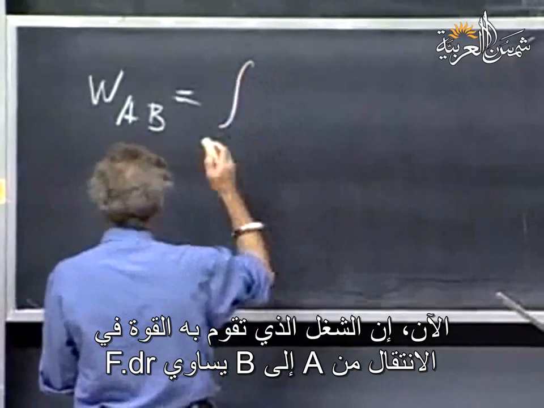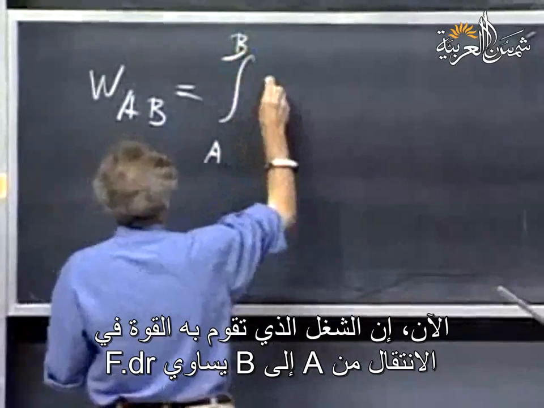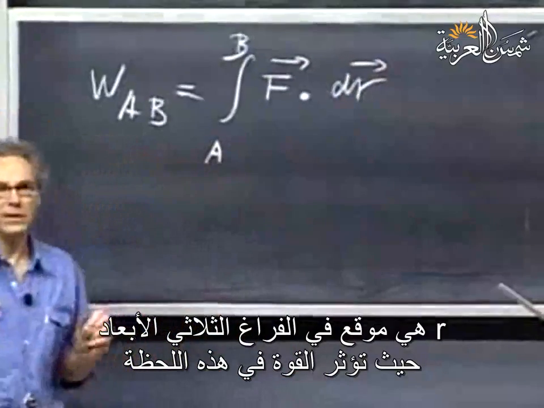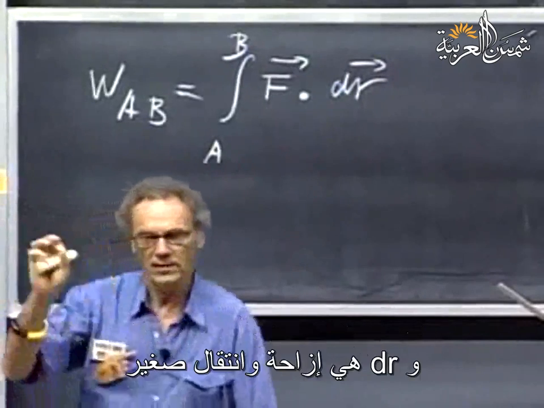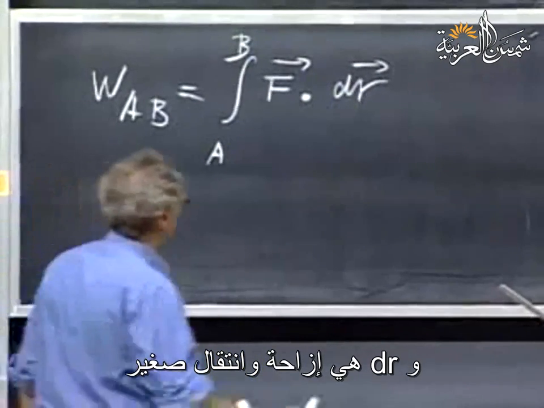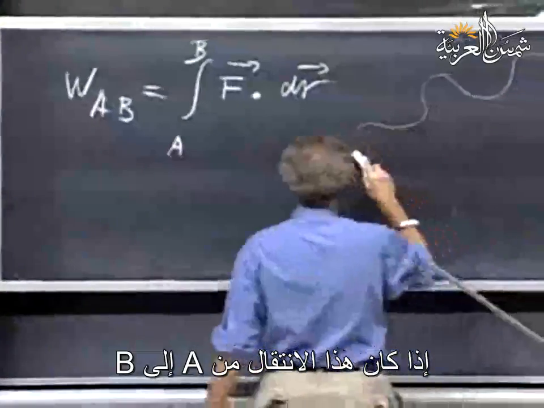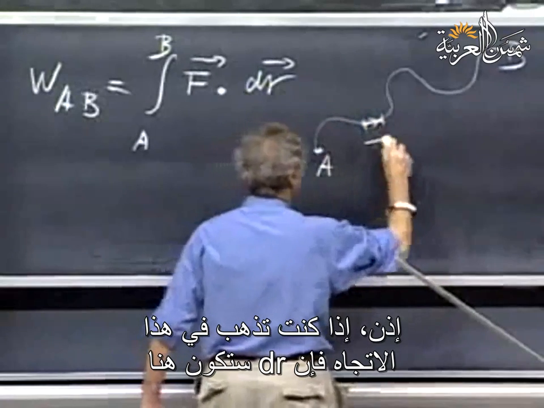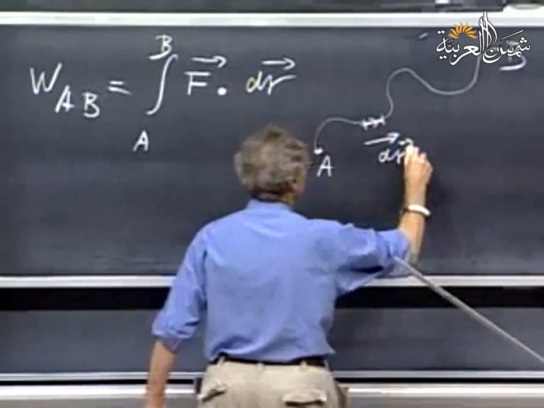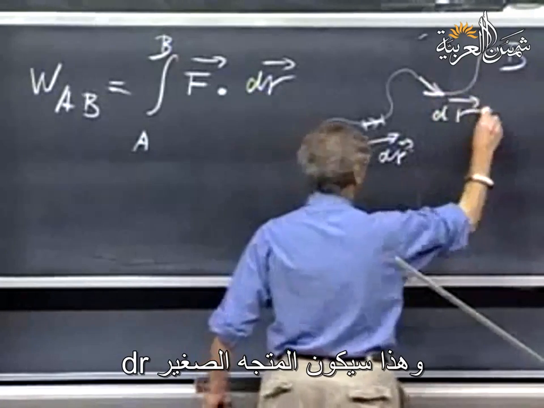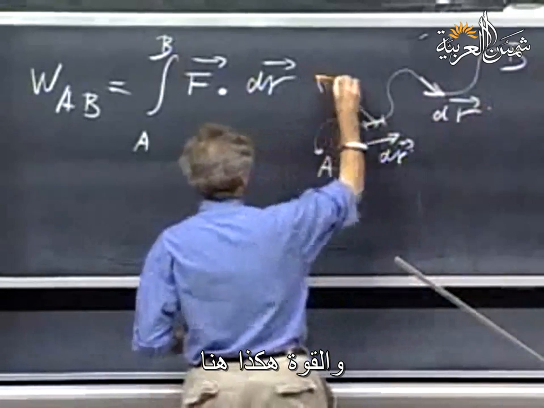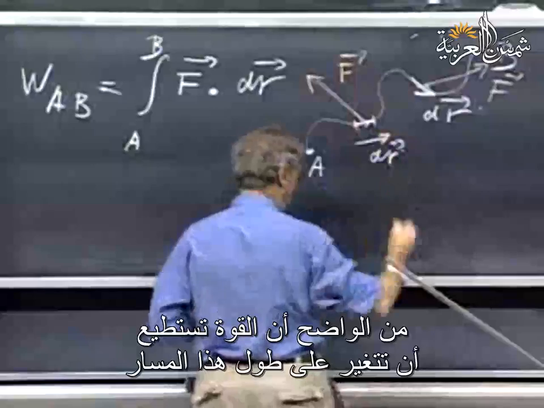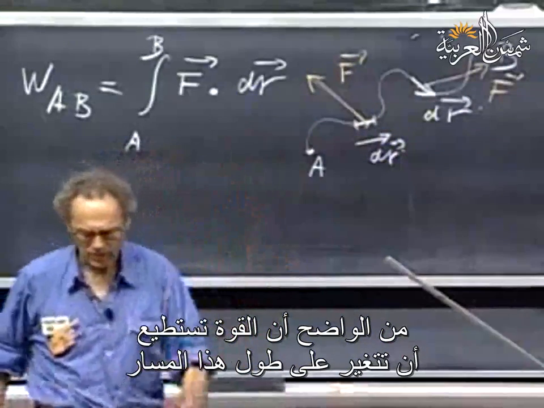Now the work that the force is doing in going from A to B is F dot dr. r is the position in 3-dimensional space where the force is at that moment, and dr is a small displacement. So if this is from A to B, then dr here, if you go in this direction, this would be the little vector dr, and here that would be a little vector dr. And the force itself could be like this here, and the force could be like this there. The force can obviously change along this path.